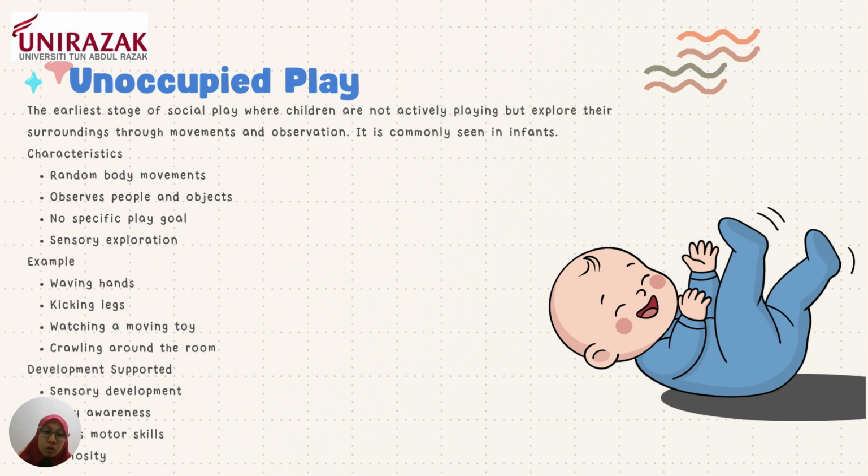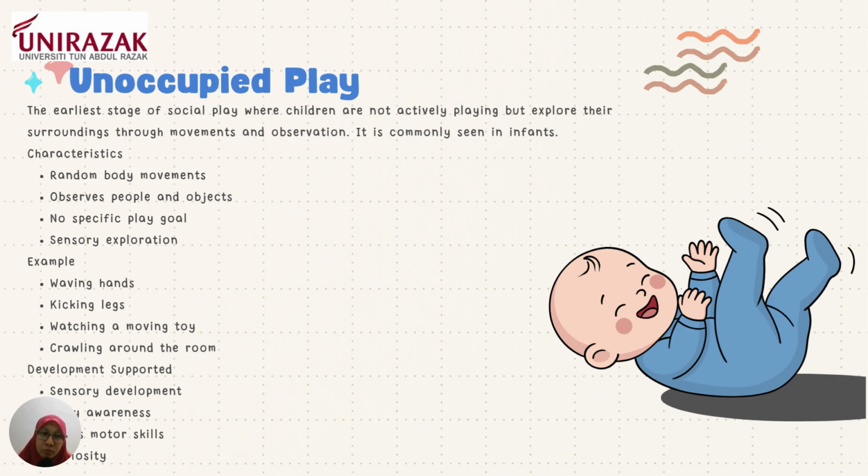So how does unoccupied play look like? Just like I mentioned just now, we usually see this in babies. They will just move their arms and legs, or they could probably play with toys as well. However, their play is without clear purpose. They may watch people or objects around them. Basically they have no specific goal in their play. It's more like exploring with their senses: seeing, hearing, touching.